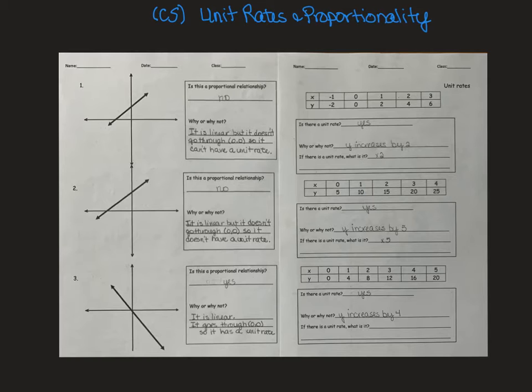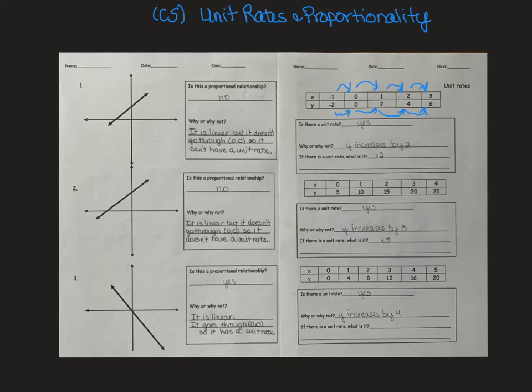So let's look at the first table. In the first table, is x going up by 1? Yes, it is. And each time, does this go up by the same amount? Yes, it goes up by 2. Okay, so that tells me it's linear, because as x goes up by 1, the y goes up by the same amount.